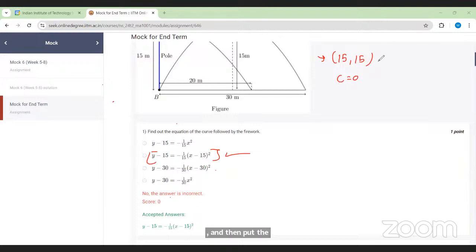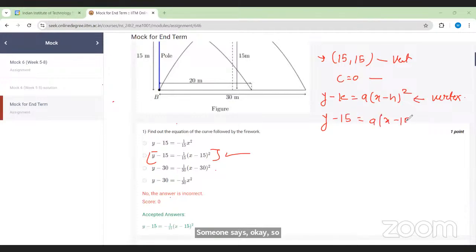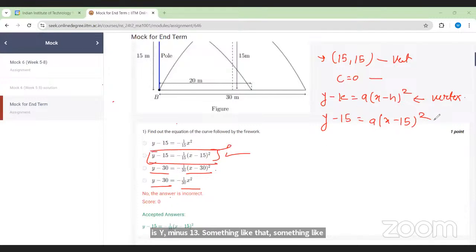See, we are getting that this is the vertex coordinate. We are getting that c is equal to 0. So what is the equation of the parabola? The equation of the parabola via the vertex is y minus k is equal to A times x minus h the whole square. If you put the vertex here, it will be y minus 15 is equal to A times x minus 15 the whole square. No other formula will reach this quantity. This is y minus 30, something like that. So you will just have eliminated the options that don't match the same format. Okay.